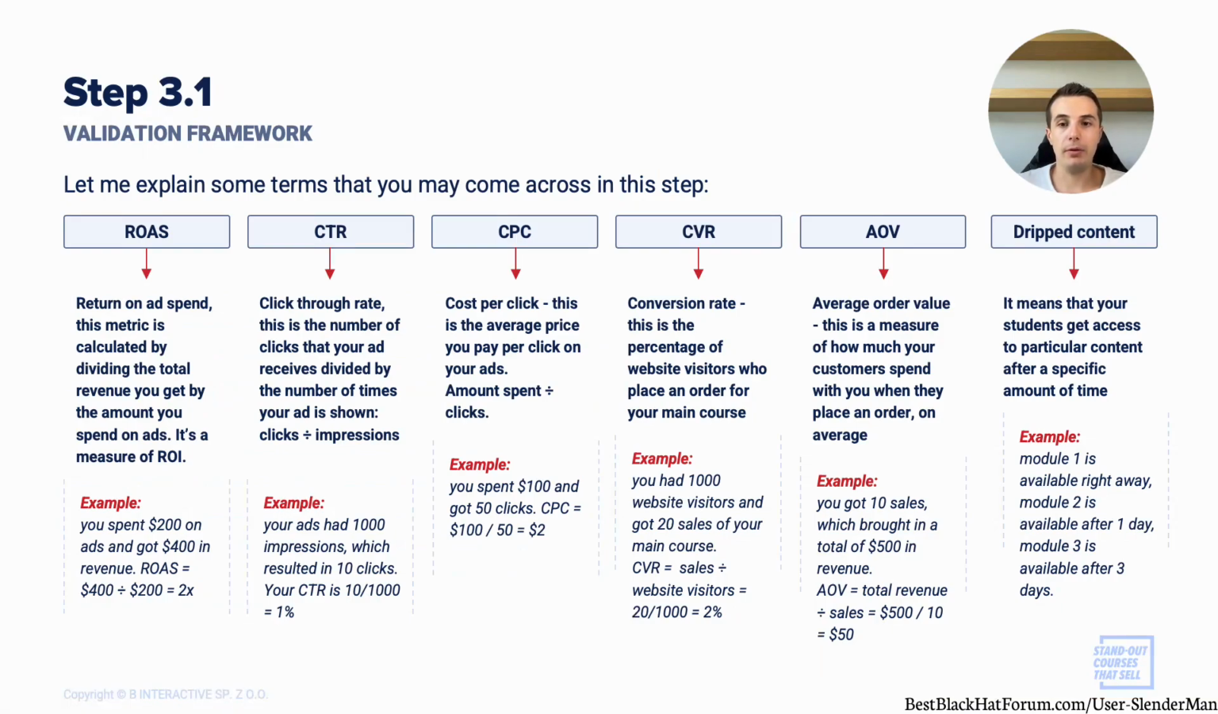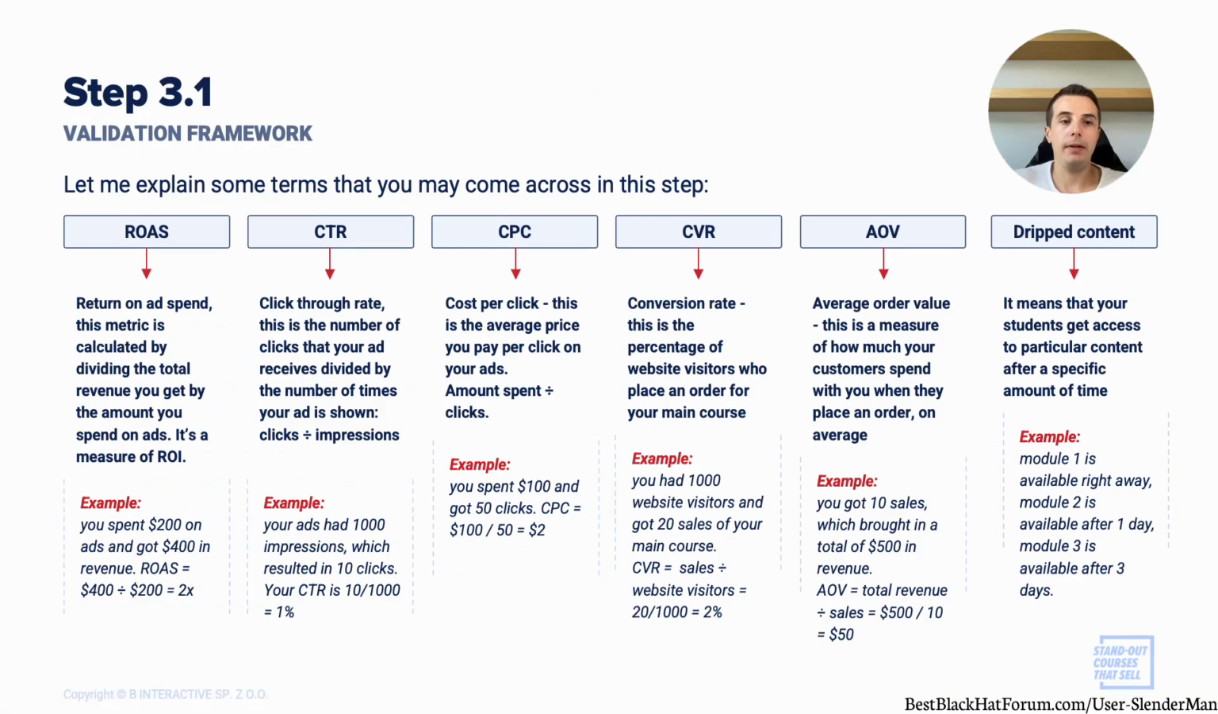So the first metric that I want to explain to you is ROAS, which is short for return on ad spend. And this metric is simply calculated by the total revenue you get divided by the amount that you spend on ads. It's a direct measure of marketing ROI. So as an example, if you spend $200 on ads and got $400 in revenue, then your ROAS would be 2x, right?